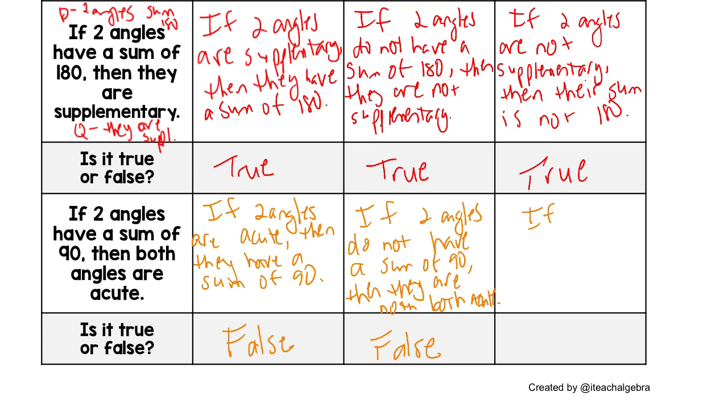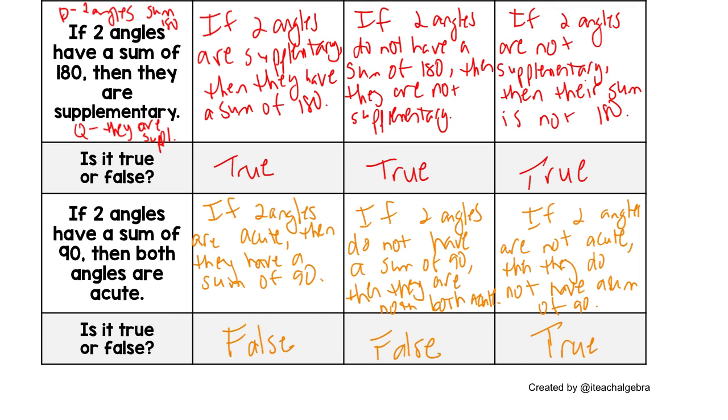If two angles are not acute, then they do not have a sum of 90. That's definitely true. If your two angles are not acute, if they're both greater than 90, their sum cannot possibly be 90.